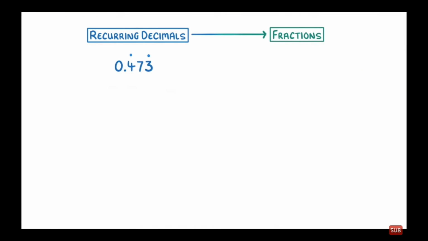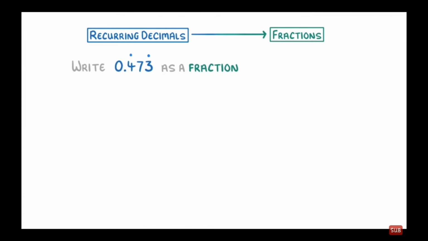So now we're happy with what recurring decimals are. Let's have a go at this question here and convert it into a fraction. Before we start, I want to point out that converting recurring decimals into fractions is actually quite complicated and takes a fair few steps. So we're going to work through it slowly, one step at a time.